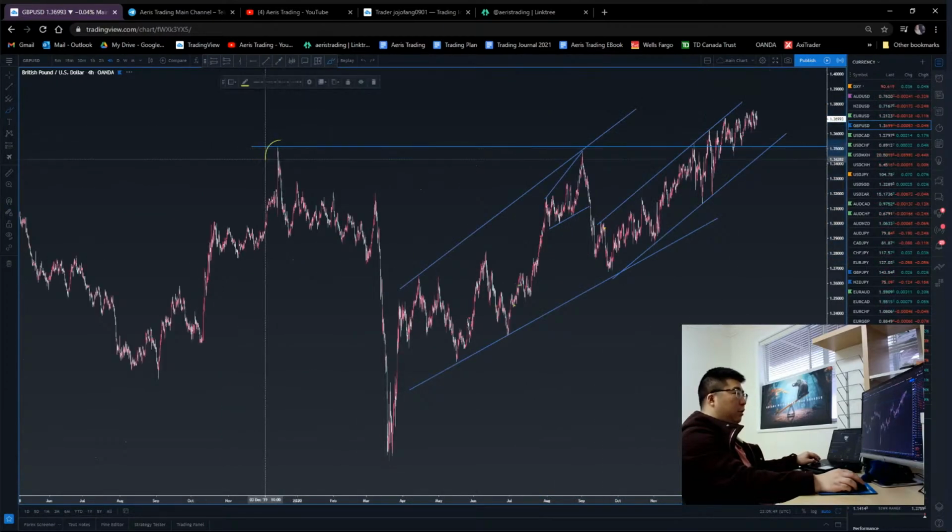We broke the previous high. We broke this previous high. Nothing is showing us confirmation yet.